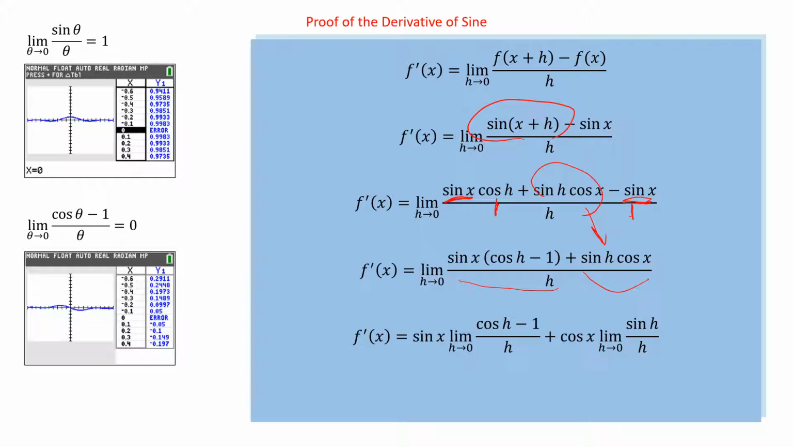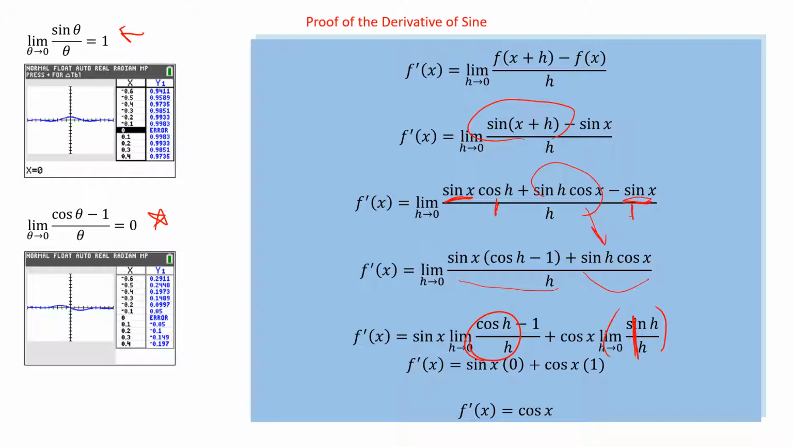And now this is where our other two limits come in. We have sine of x times the limit as h goes to 0 of cosine of h minus 1 over h. That's this guy. So this is just going to be 0, plus cosine of x times the limit as h goes to 0 of sine of h over h. That's that one. So this is just going to be 1. So we have sine of x times 0 plus cosine of x times 1. That's just cosine of x. So the derivative of sine of x is in fact cosine of x.